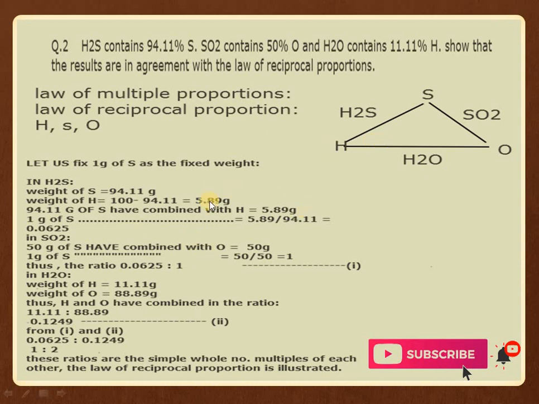So, the leftover is H2O. In H2O, the weight of hydrogen is 11.11 gram and the weight of oxygen is 88.89 gram. Thus, the ratio of hydrogen and oxygen by combining, we get 11.11 ratio 88.89. Therefore, 0.1249. So, by the simple calculation, we can say that 0.0625 ratio 0.1249, we get 1:2. So these ratios are in a simple whole number multiple of each other. So the law of reciprocal proportion is illustrated.